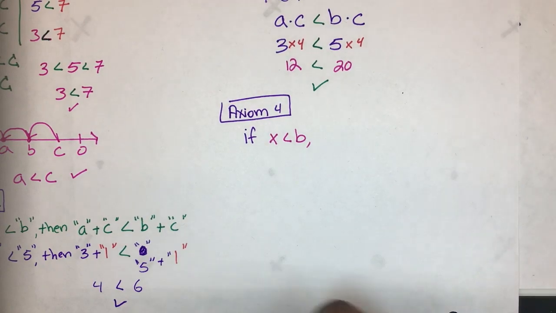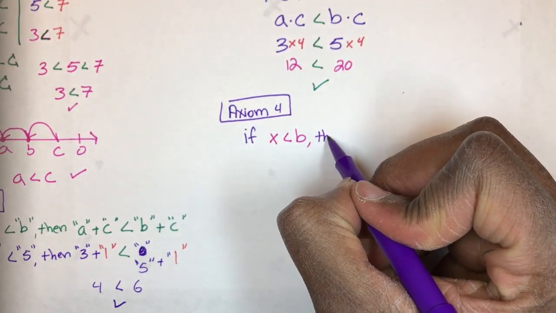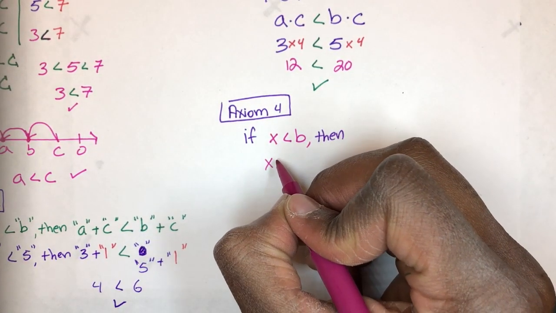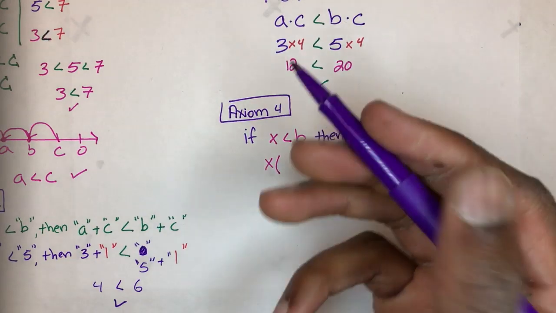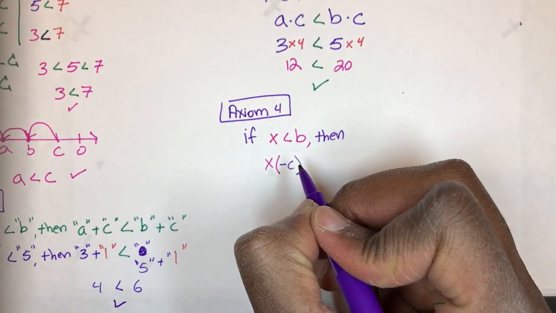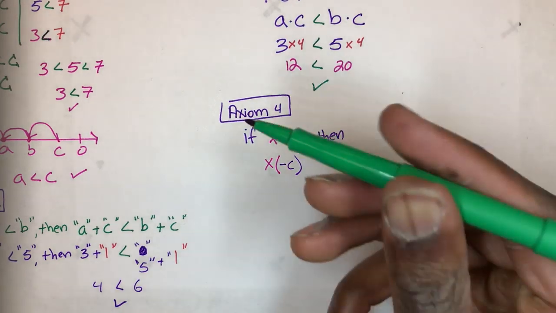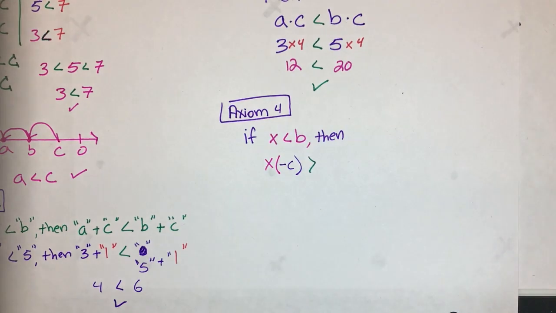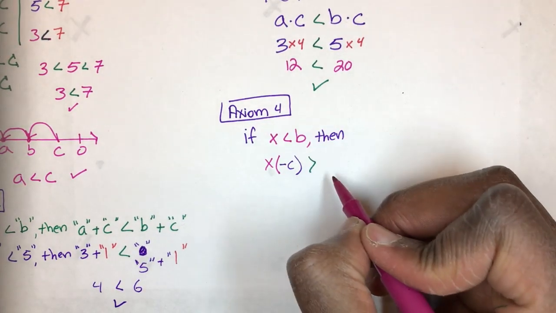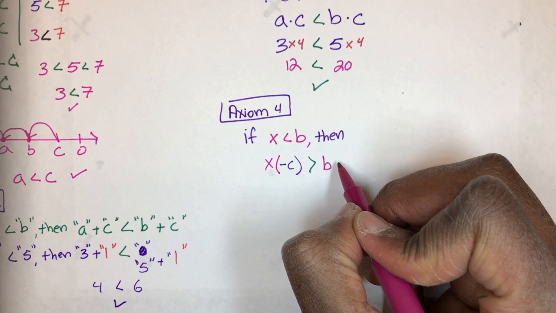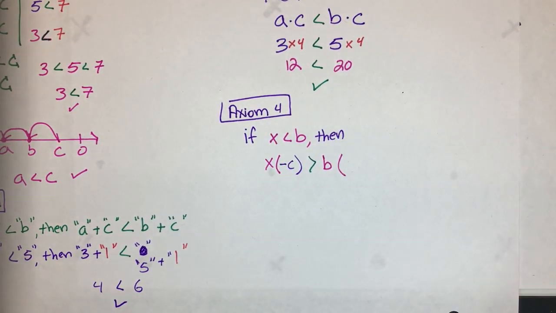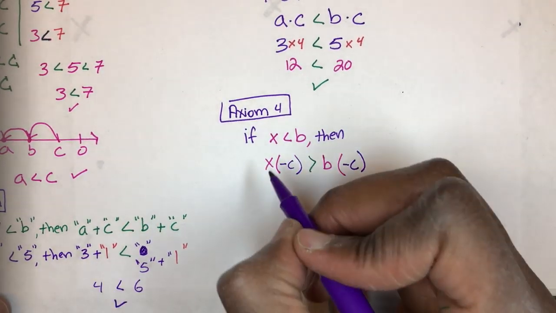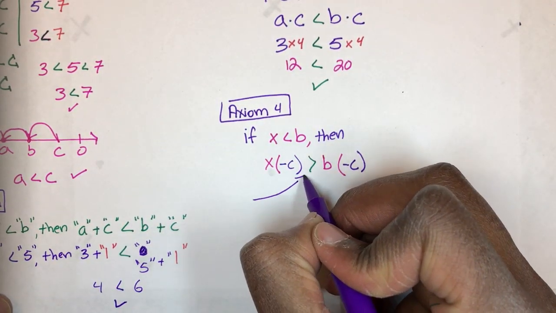well, then X times some negative number C should be greater than, rather, B times that same letter C. All right. This one, as you notice, as I even messed it up, has a flipped sign.